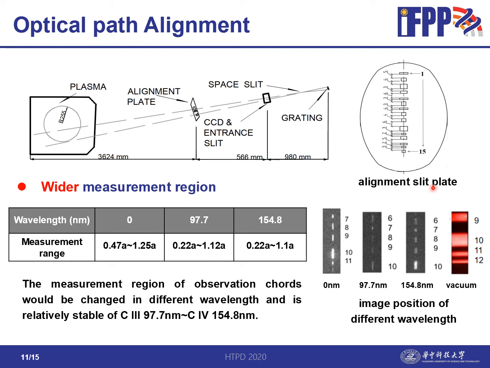By moving the measurement wavelength, we obtain the exact viewing position in the tokamak of each line of sight corresponding to a certain aperture. The picture here presents the projection images at several central wavelengths, and the measurement region is deduced in the table. It will be changed at different wavelengths.